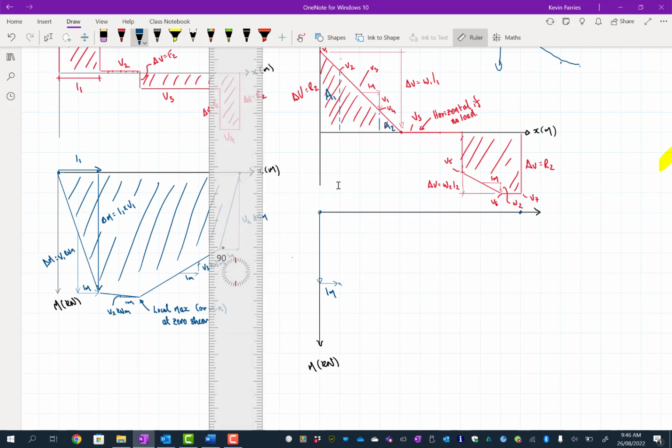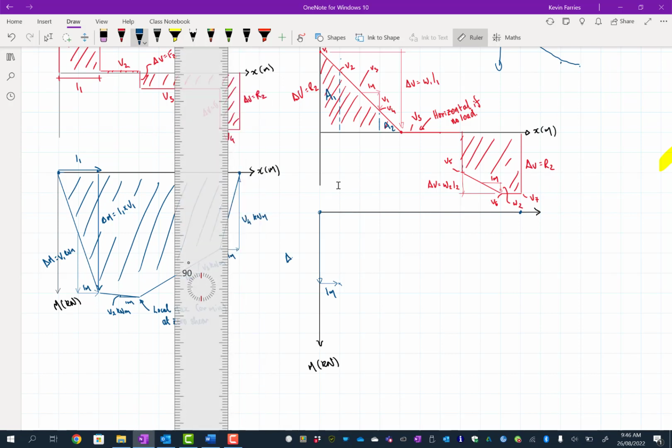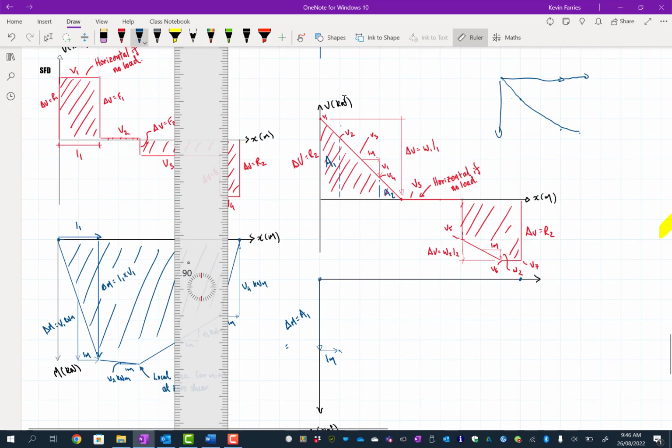And there. The change in moment is just going to be A1. And A1, in this case, so there's a couple of ways you can figure this out. You could just divide it into a rectangle and a triangle. So you could do V2 times 1 plus V1 times 1 times a half, because that's a triangle.